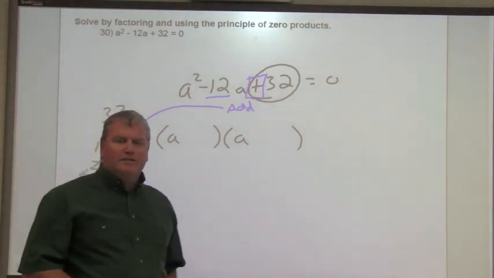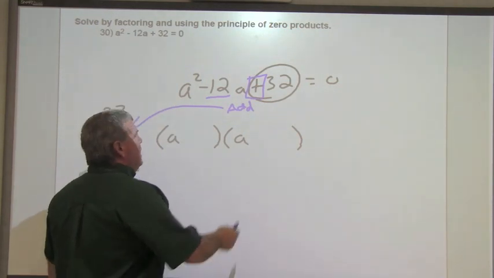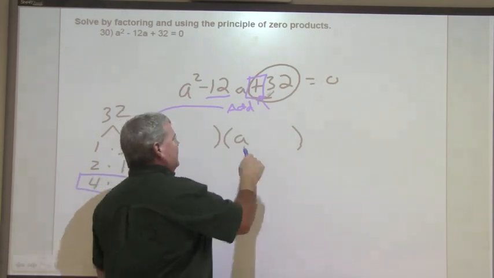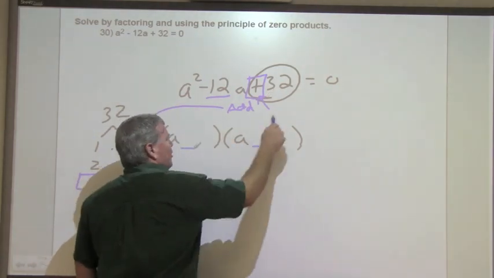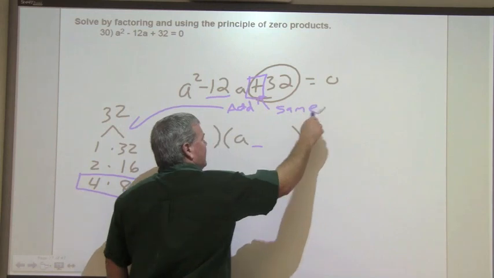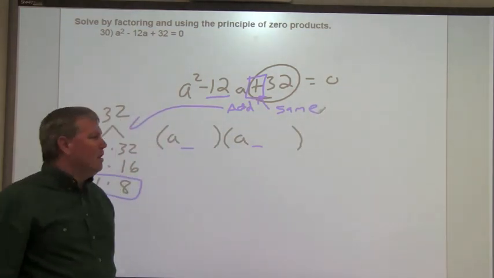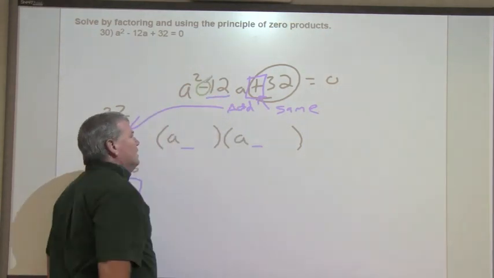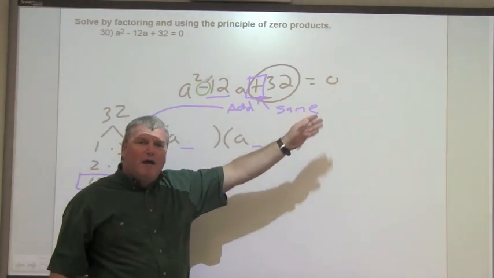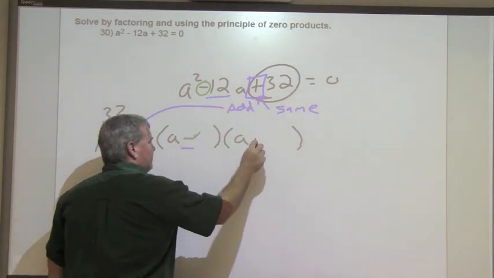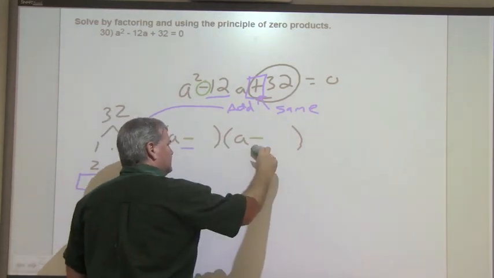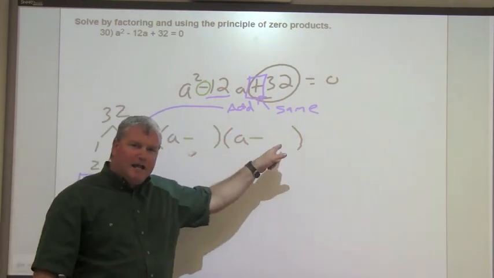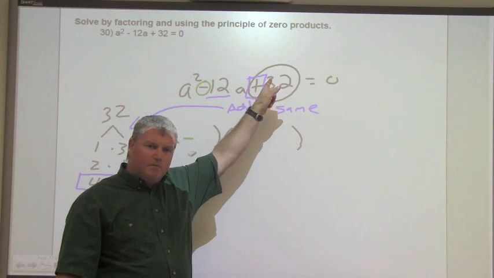You may say, well, it's a negative 12. That's okay. Remember, if this last sign's positive, then what that tells me is the signs right here are going to be the same. You might say, well, what are they going to be? Well, that's where the middle term comes in. See that negative sign? If they have to be the same, they both have to be negative. So my signs are both going to be negative because a negative times a negative is a positive.